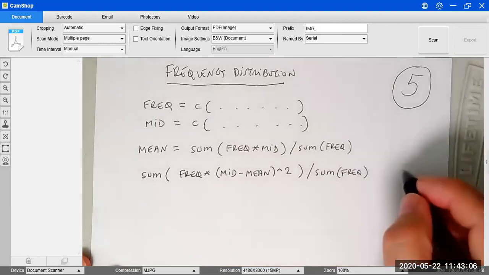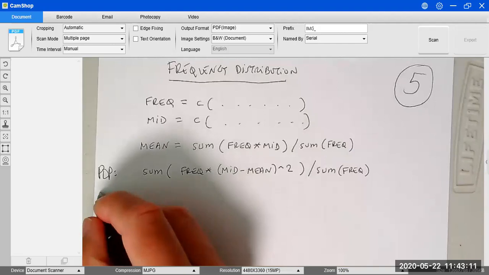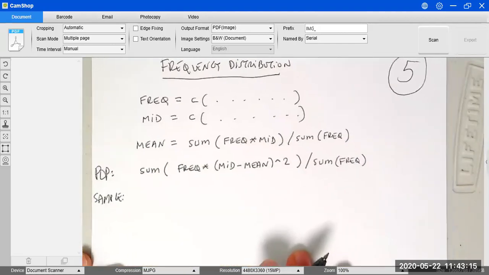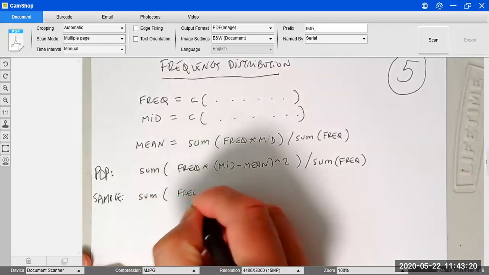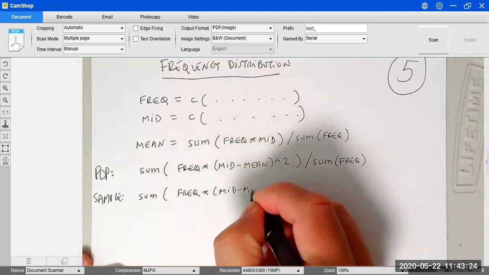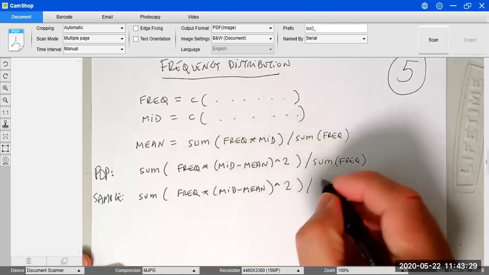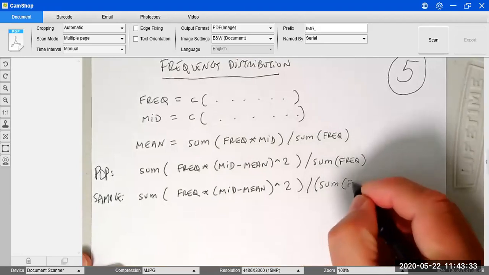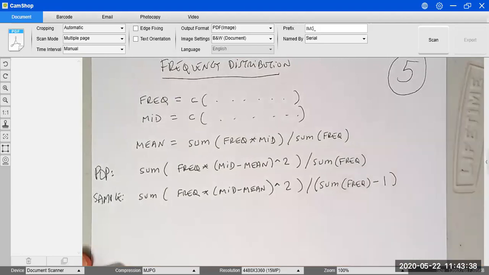So this is when you are dealing with a population. If you are dealing with a sample, then essentially we're going to write the same thing: the sum of the frequencies multiplying the difference between the midpoint and the mean. We're going to square that and divide. We need an extra parenthesis because we're going to subtract 1 from the sum of the frequencies, and that is going to be the variance.